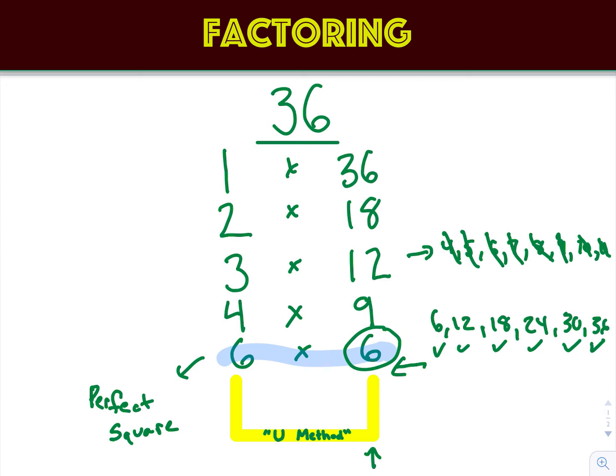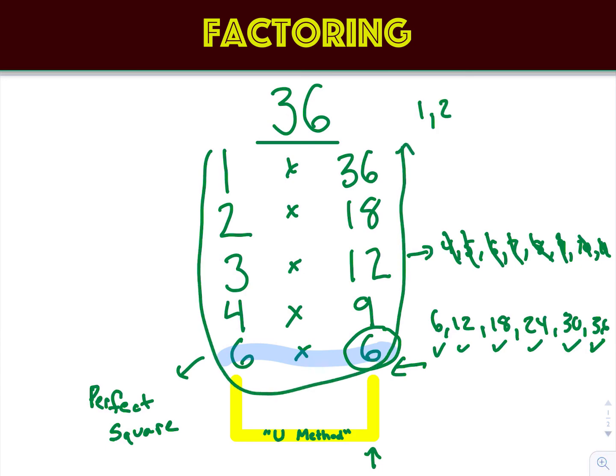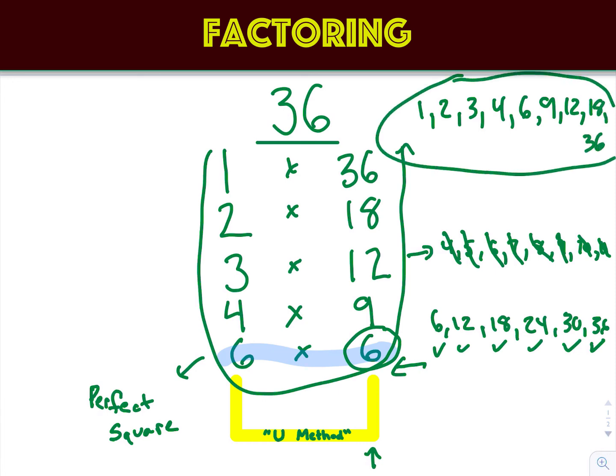So when I write out my list of factors for 36, again, we're going to follow the U. I have 1, 2, 3, 4, 6, I only need to include 6 once, even though it happens twice. 9, 12, 18, 36. These are my factors of 36.